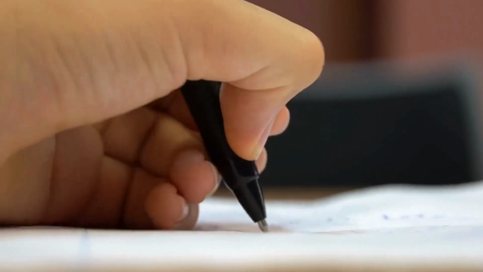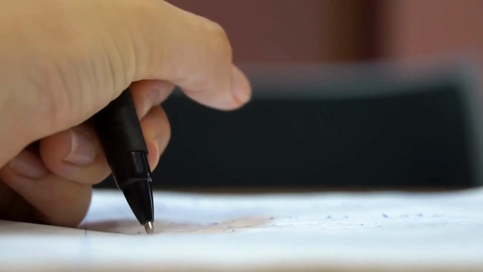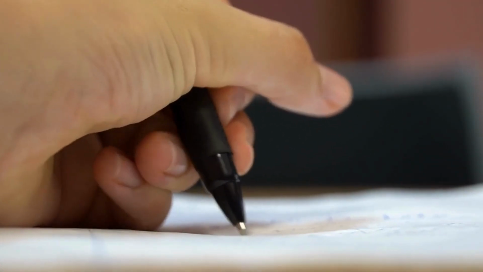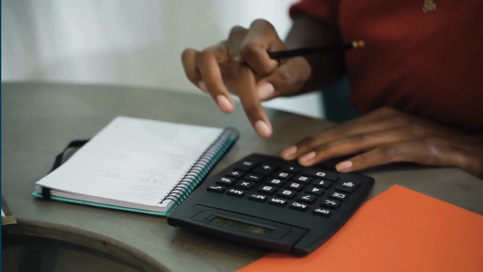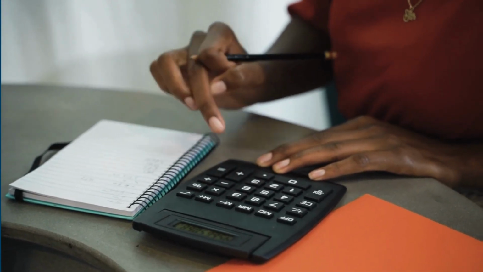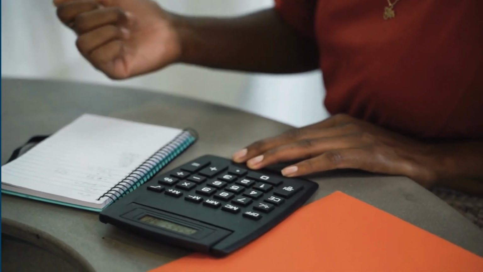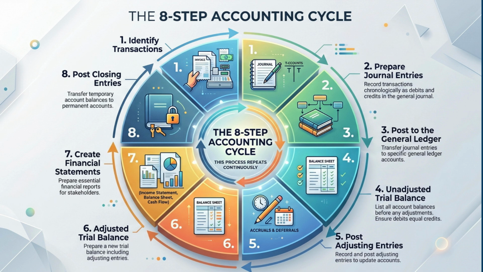Think of it this way. A business does hundreds of transactions every single day. Money comes in. Money goes out. Bills get paid. Sales get made. Loans get taken. Financial accounting is the system that captures all of that activity, organizes it, and turns it into reports that actually mean something. And the way it works follows a specific 8-step process called the accounting cycle.